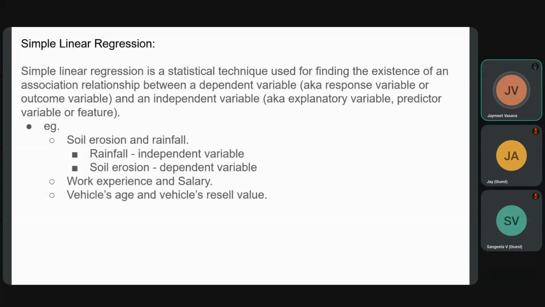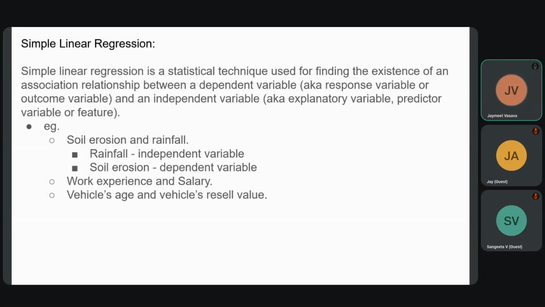Now, in simple linear regression, there is one variable and we are trying to predict the outcome of that variable with its effect. So in simple linear regression, there is a cause and there is an effect to that cause. Our causes are the independent variables and effects are the dependent variables.